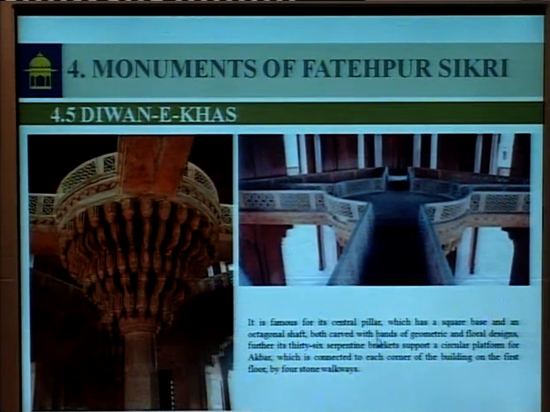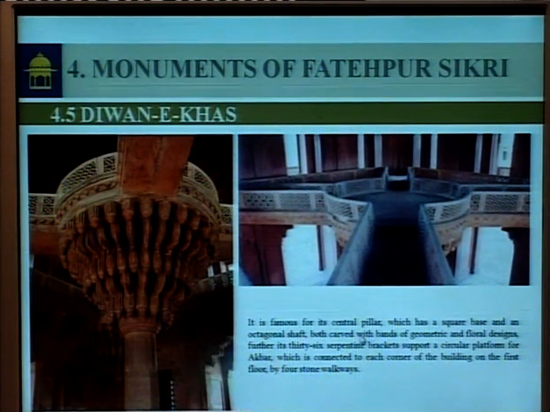Diwane Khas is famous for its central pillar, which has a square base and an octagonal shaft, both carved with bands of geometric and floral designs. Further, there are 36 serpentine brackets that support a circular platform for the king, which is connected to each corner of the building on the first floor by 4 stone walkways. These are the walkways we are talking of. Now, this is his Diwane Khas. This is the way he used it.